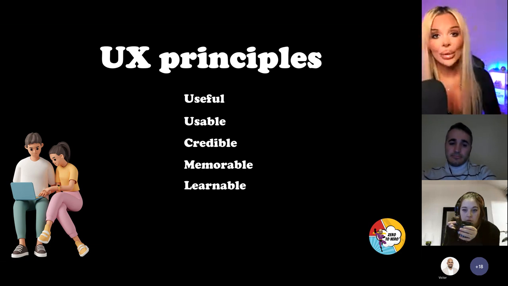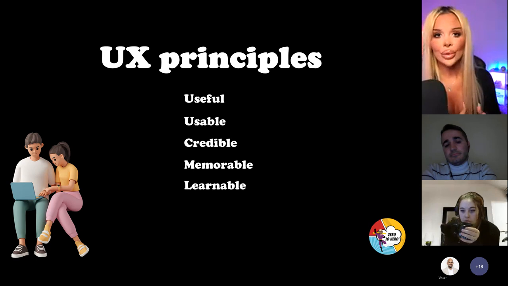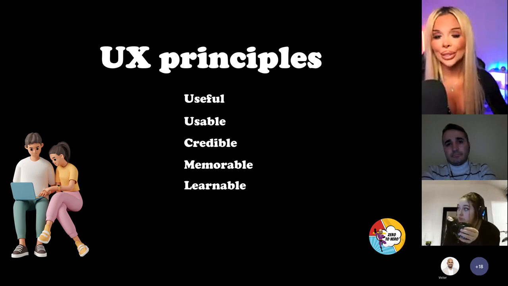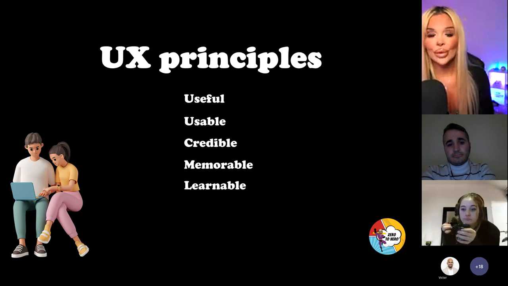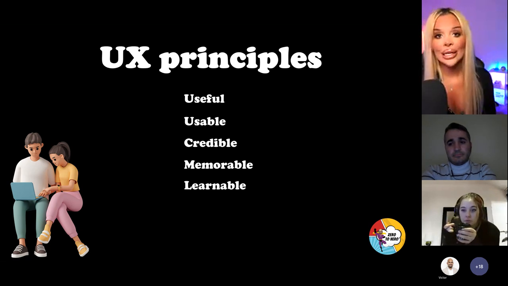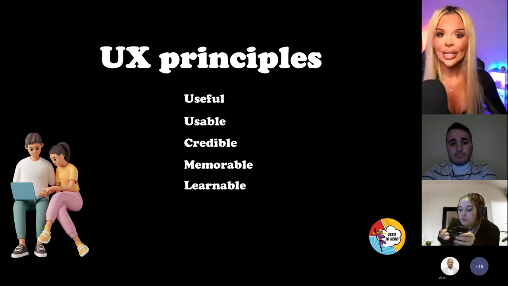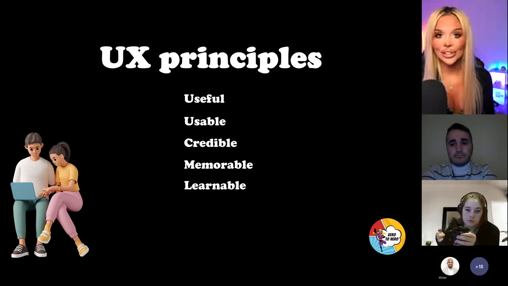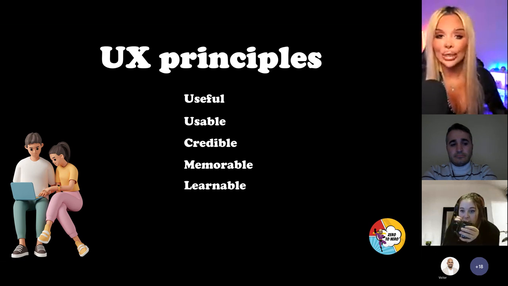The next one is learnable. Now, the easiest way to imagine what good UX is when it comes to learnable is just think of the last time you downloaded an application from the App Store, let's say some new application. If you were able to navigate through the application and do everything you needed to do without having to use the help button or reading user guides, that means that the UX was good enough for you to be able to learn it really quickly.